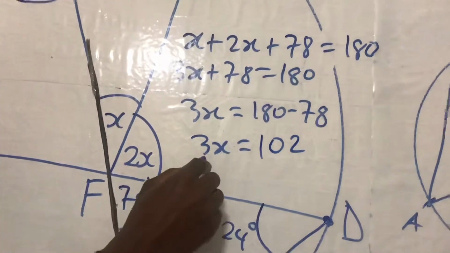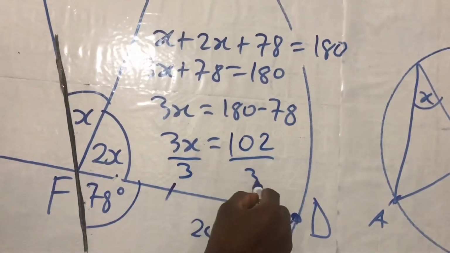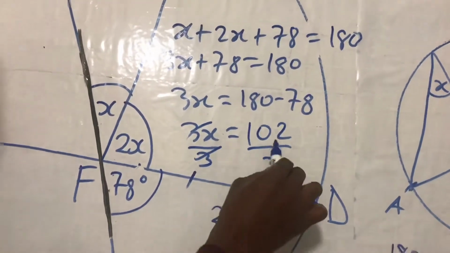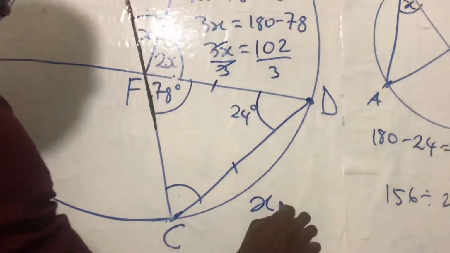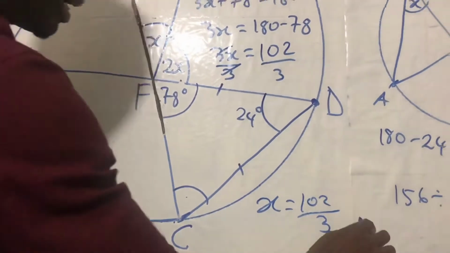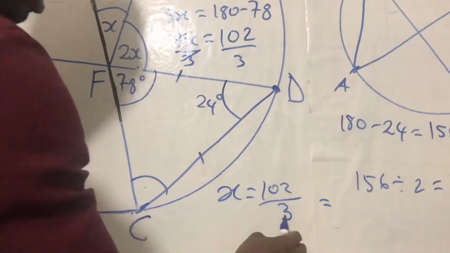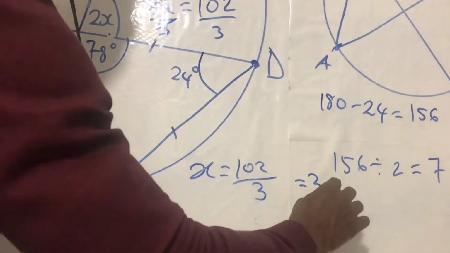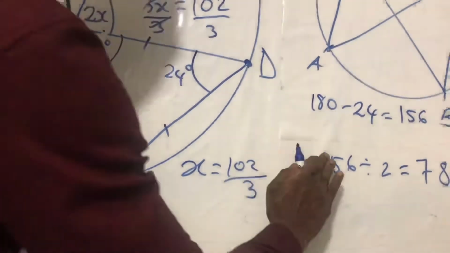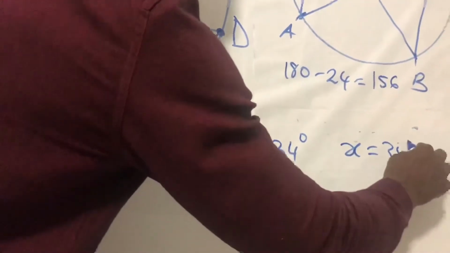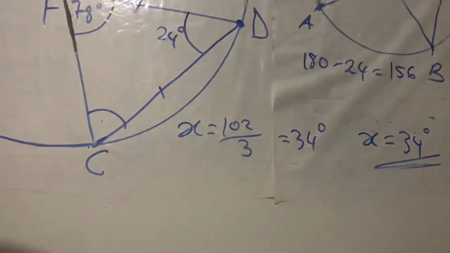We then divide both sides by 3 to get X. X then must be equal to 102 divided by 3. And that should be equal to, how many 3s in 10? We are going to get 3, and we get 34 degrees. So X equals 34 degrees, and that is our angle X.